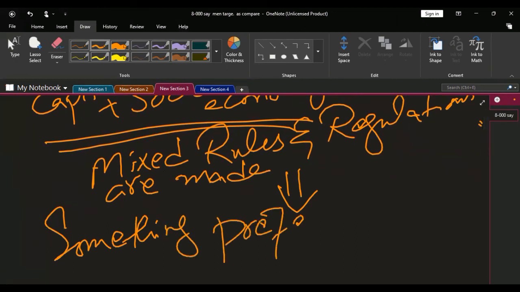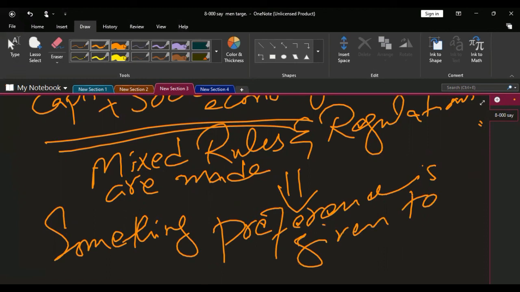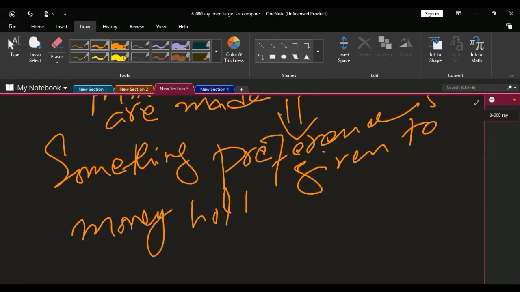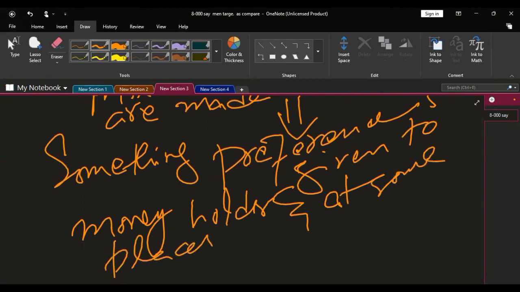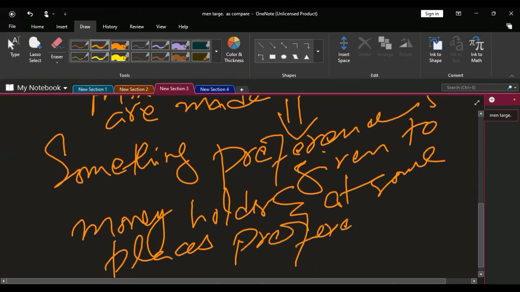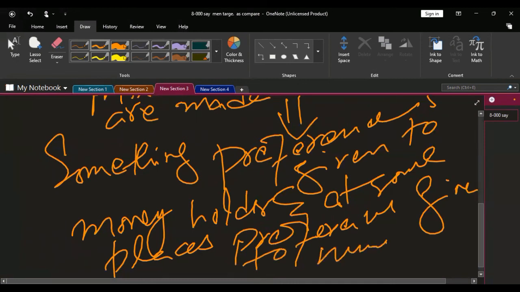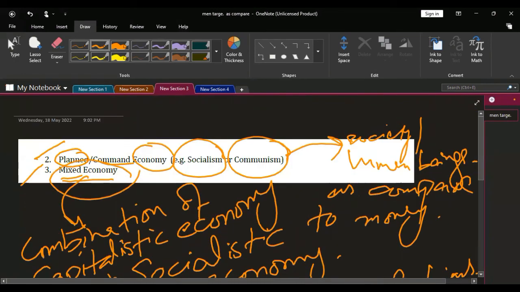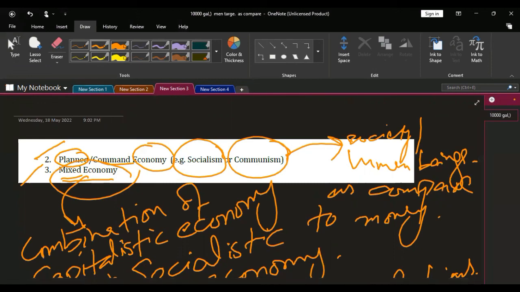preference is given to money holders, and at some places preference is given to human beings. So it is a mixed type of economy that is usually preferred in any economic system, whether it is a democratic system or any other type of business.